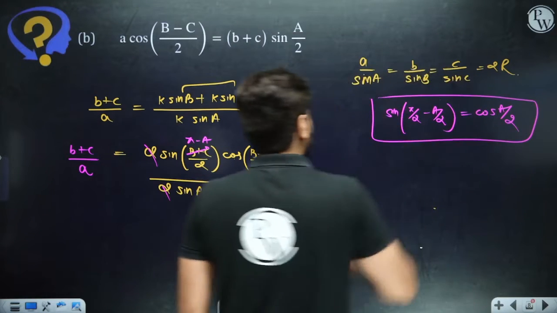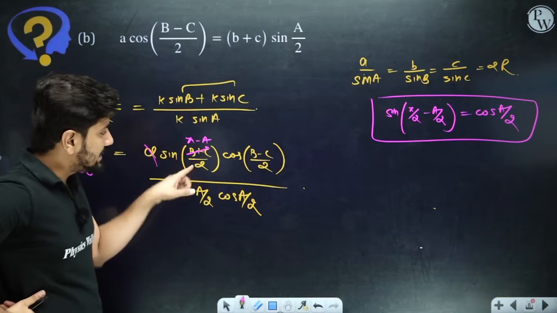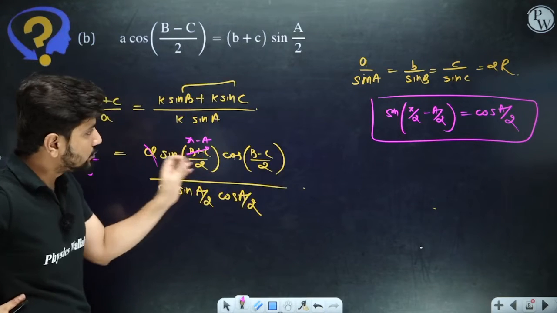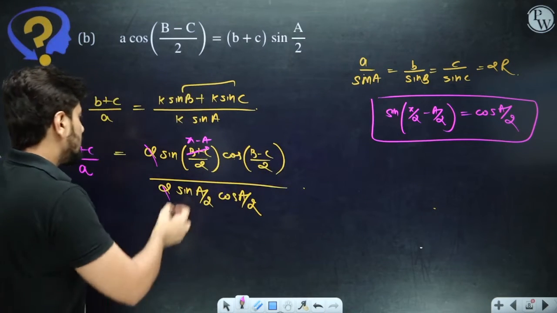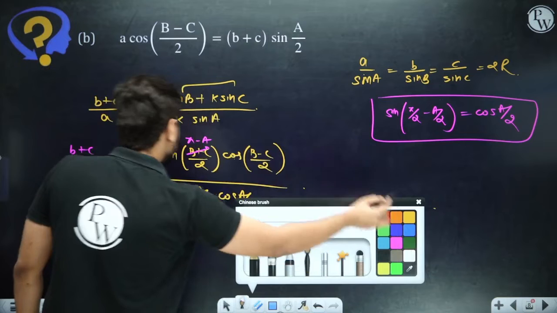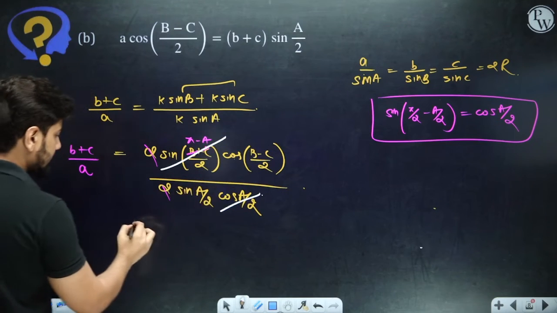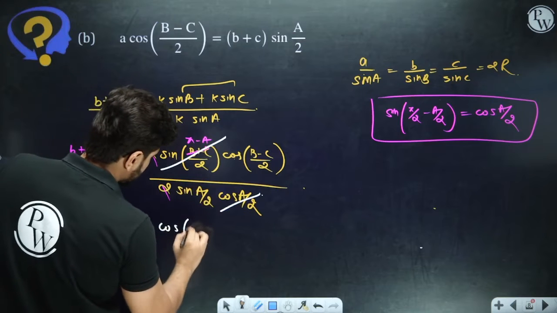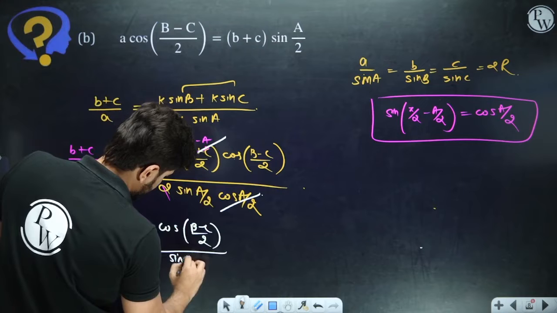Cos of a by 2. Right? Sine of (pi by 2 minus theta) is equal to cos of theta. So here, (pi minus a) whole divided by 2 means pi by 2 minus a by 2. So sine of (pi by 2 minus a by 2) will be cos of a by 2. So this thing and this thing get cancelled out. So what are we getting? We are getting this is equal to cos of (b minus c) by 2 upon sine of a by 2.